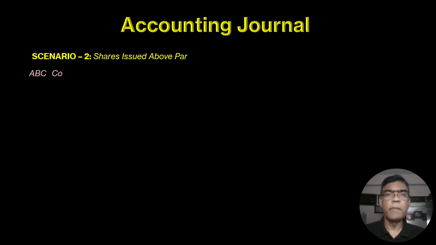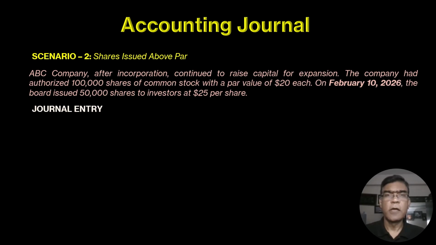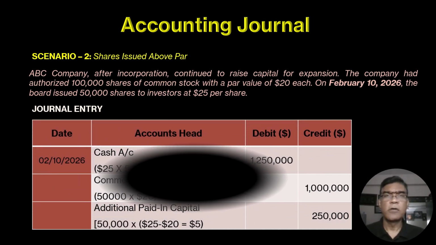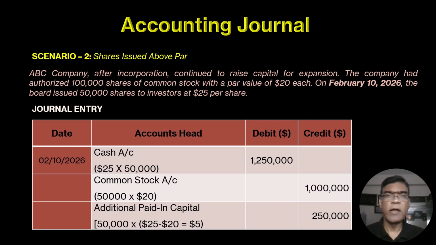Accounting journal. Here we see how to record shares issued above par. ABC company issued 50,000 shares at $25 each, generating 1.25 million in cash. The par value portion, $20 per share, goes to the common stock account, totaling 1 million. The extra $5 per share, 250,000 in total, is credited to additional paid-in capital. This entry shows how equity expands beyond the par value. The premium investors pay becomes part of contributed capital, strengthening the company's financial position.